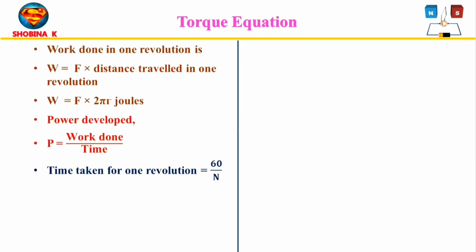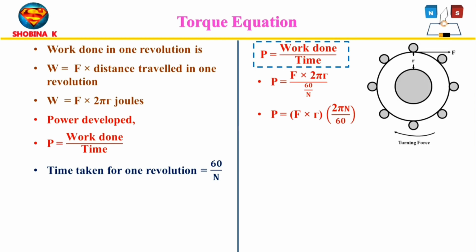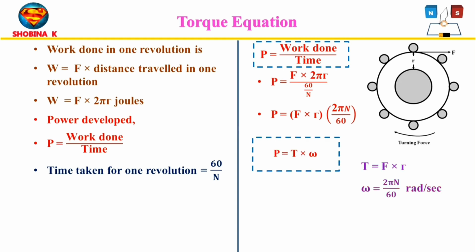Now the work done in one revolution is force into distance travelled in one revolution. That is F into 2 pi R joules. And the power developed P equals work done by time. And the time taken for one revolution is 60 by N. On substituting the values of work done and time on P, we get P equals F into R into 2 pi N by 60. From the diagram of armature, the mathematical equation for torque can be written as T equals F into R. And the angular speed of armature omega is 2 pi N by 60. Therefore, the power developed P equals T into omega.